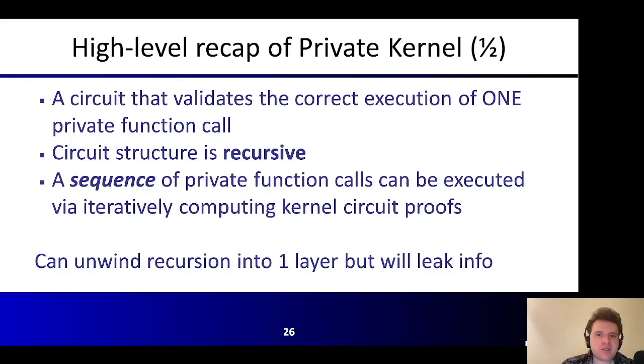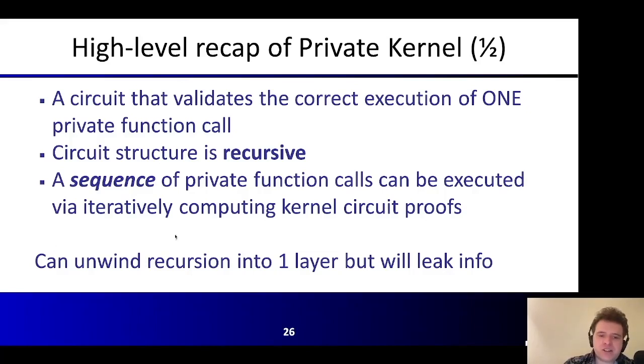So to recap at a high level, a private kernel circuit evaluates the correct execution of a single private function call. The kernel circuit structure is going to be recursive. So the idea is that if you have a large sequence of function calls to make, repeatedly constructing kernel circuit proofs will eventually, in aggregate, construct a proof of the correctness of the sequence of executed function calls by iteratively computing recursive proofs.